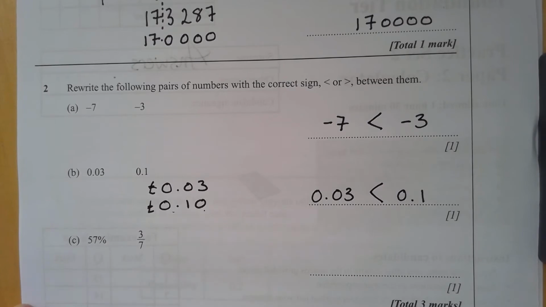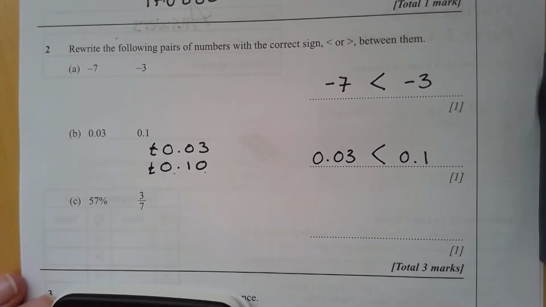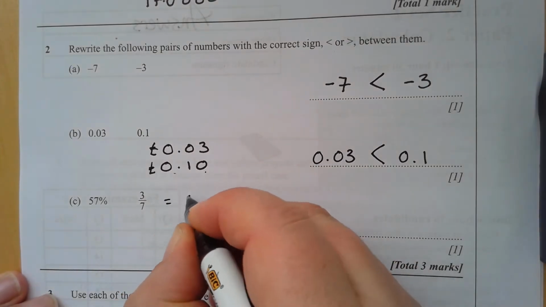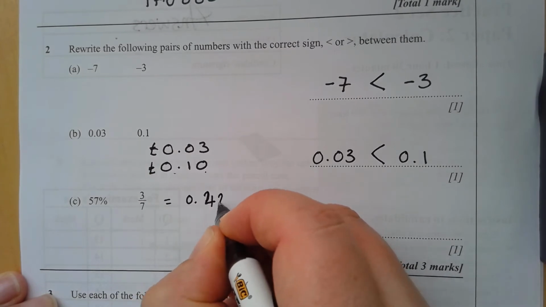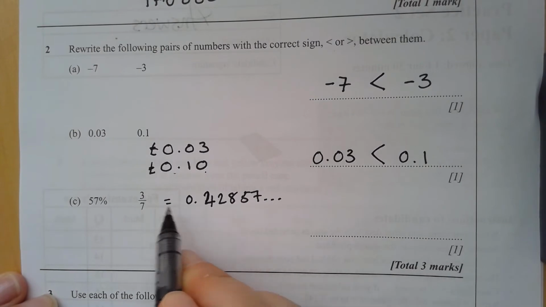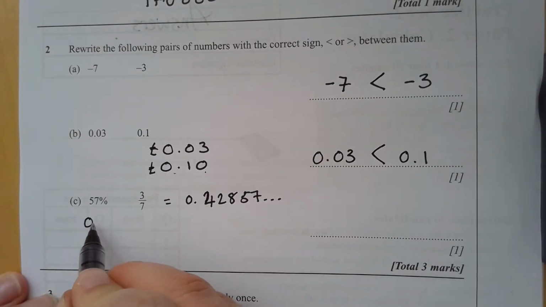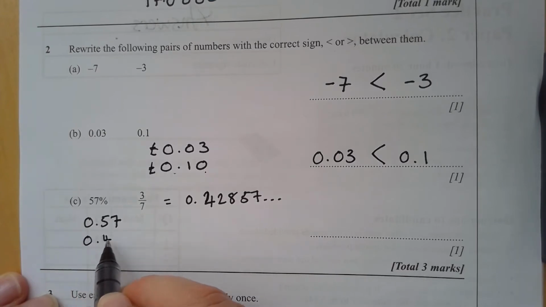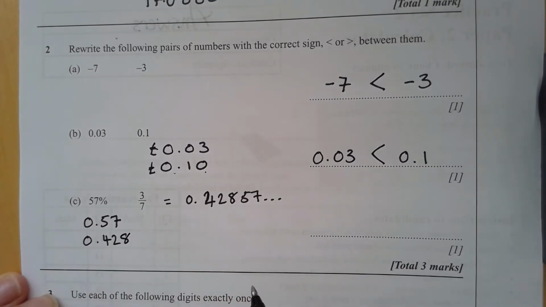57% and 3/7. Remember, you have a calculator, so 3 divided by 7 equals 0.428. So let me write that down: 0.42857. And then we look at this, 57% would be 0.57, and 0.428. Which one is greater?